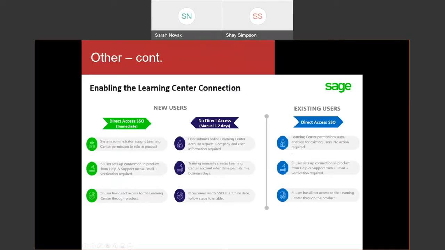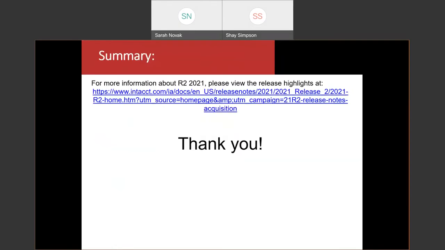All right, guys, so that wraps up our R2 2021 release note. Now, again, that's just a high-level overview. That's not everything that was necessarily released in R2. I do encourage you that if you want to see all of the release notes, you can actually go out to Sage Intacct, and this is the URL for that. You can actually go out and look at all of the release notes.